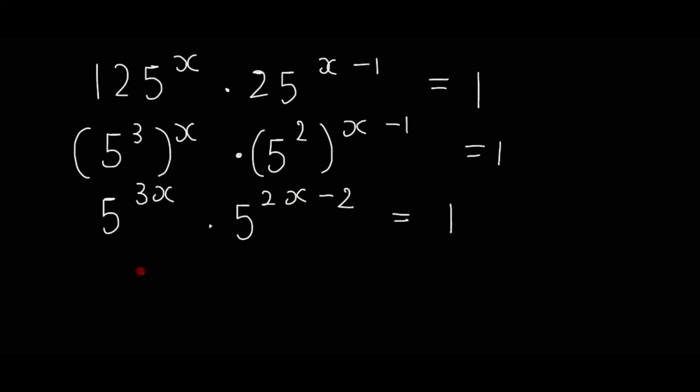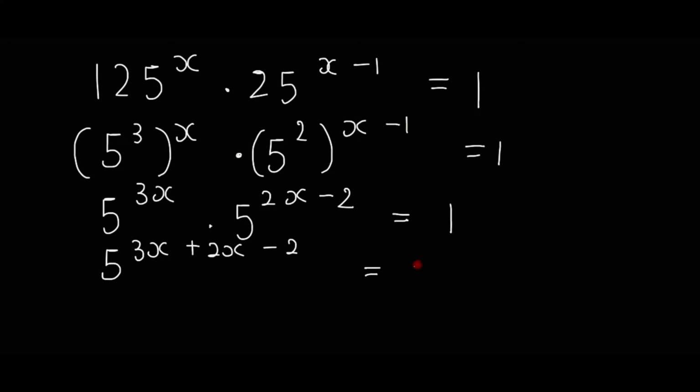And then for the fact that we have the same bases we write base 1 and then we add the exponents. So we have 5 to the exponent 3x plus 2x and then plus minus 2 is this one. So plus and minus gives minus, so we can just write it as minus 2, and then is equals to 1.